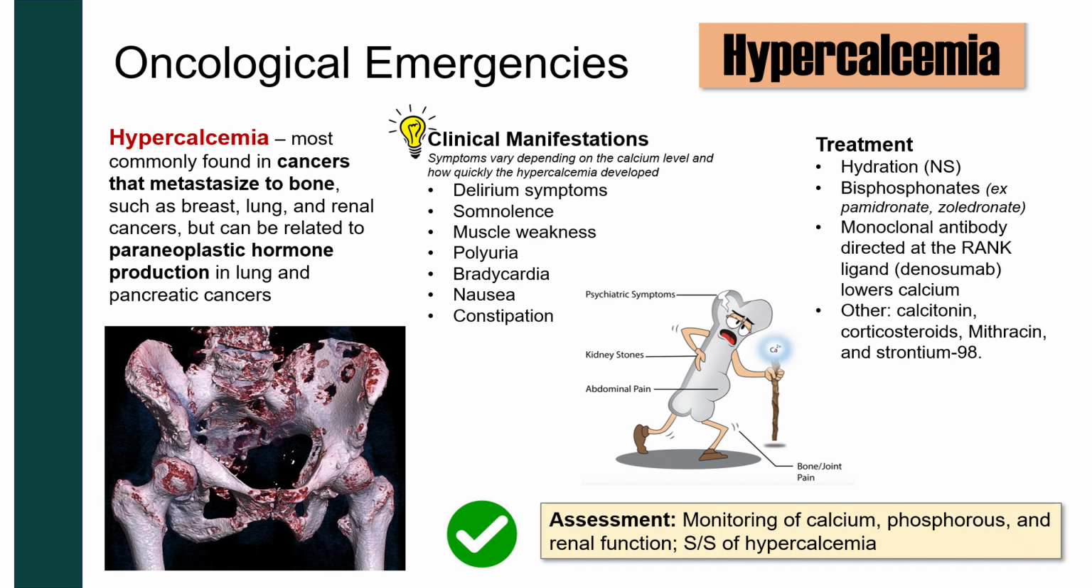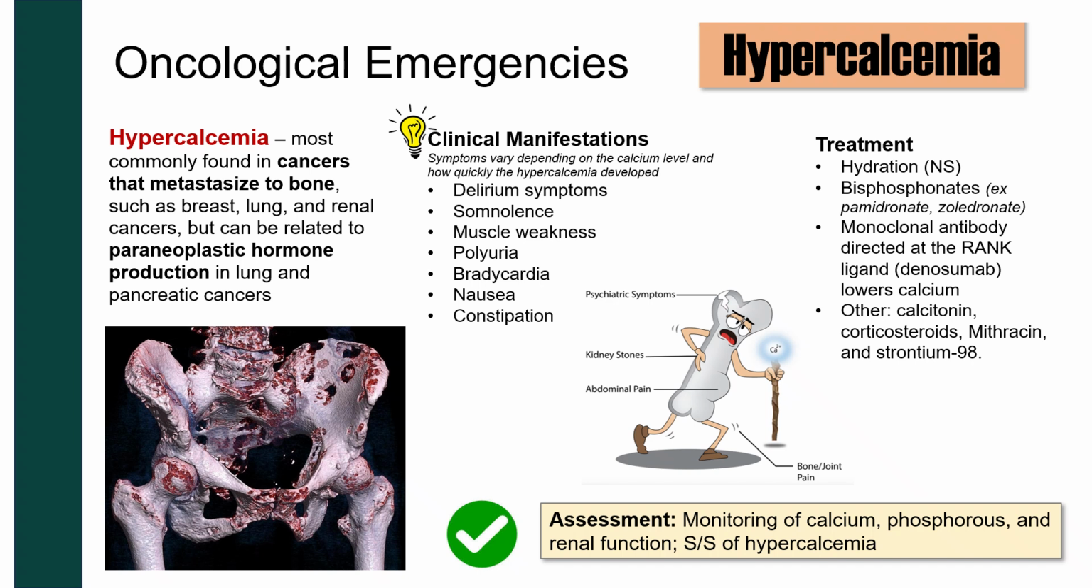So this is typically found with cancers that metastasize to the bone. Commonly breast cancer, lung, and kidney cancers metastasize to the bone, but it can also be related to paraneoplastic hormone production in certain lung and pancreatic cancers also. So we're talking about too much calcium in the blood. Signs and symptoms are going to depend on how severe it is and how quickly the hypercalcemia develops. It can range from delirium, somnolence, muscle weakness, polyuria, bradycardia, nausea, constipation.